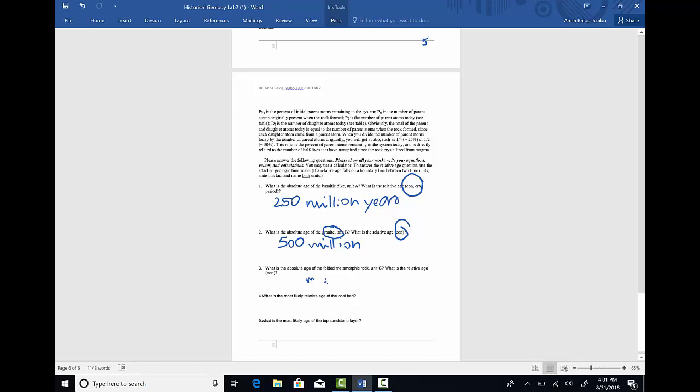What is the most likely age of the coal bed? Remember, we went through the relative and absolute, and you know that the coal bed is older than the basalt dike, but definitely younger than the granite. So you can kind of put it right there, and especially the relative age. What is the most likely? Yeah, I just told you that. And the top sandstone layer, that still has to be younger than the basalt dike.